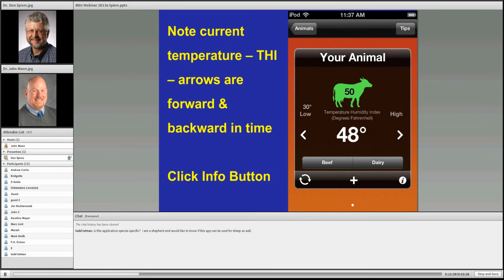Over on the right, you see, and John, let me click on the pointer here. Let's see, where is the pointer? Over on the right, you see tips. So you actually can bypass everything below here and go to the tips page and get information on what to do under that particular situation. Where your animal appears will be the animal number once you start entering animal numbers into the app.